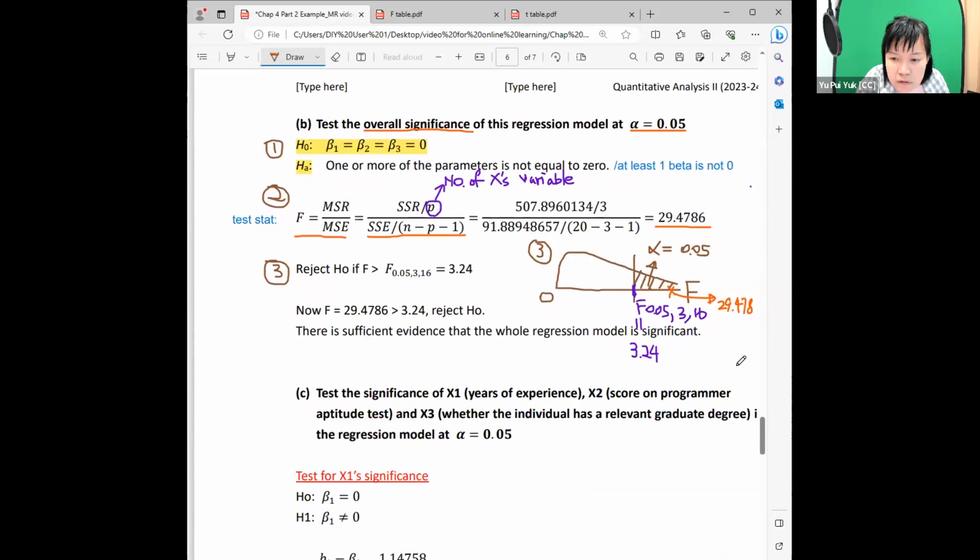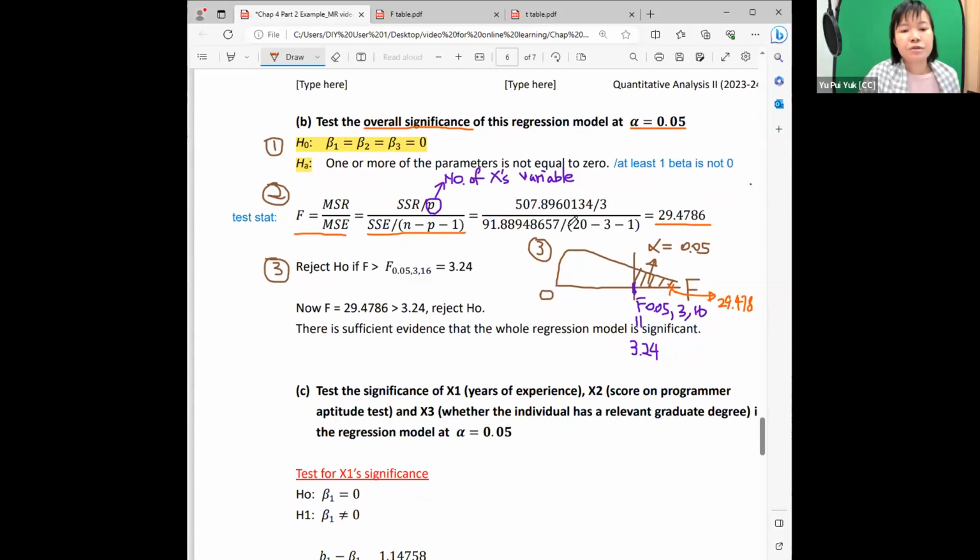Okay, so we should reject the H naught. Reject H naught, that means the whole H1 is correct. That means the whole regression model is significant.